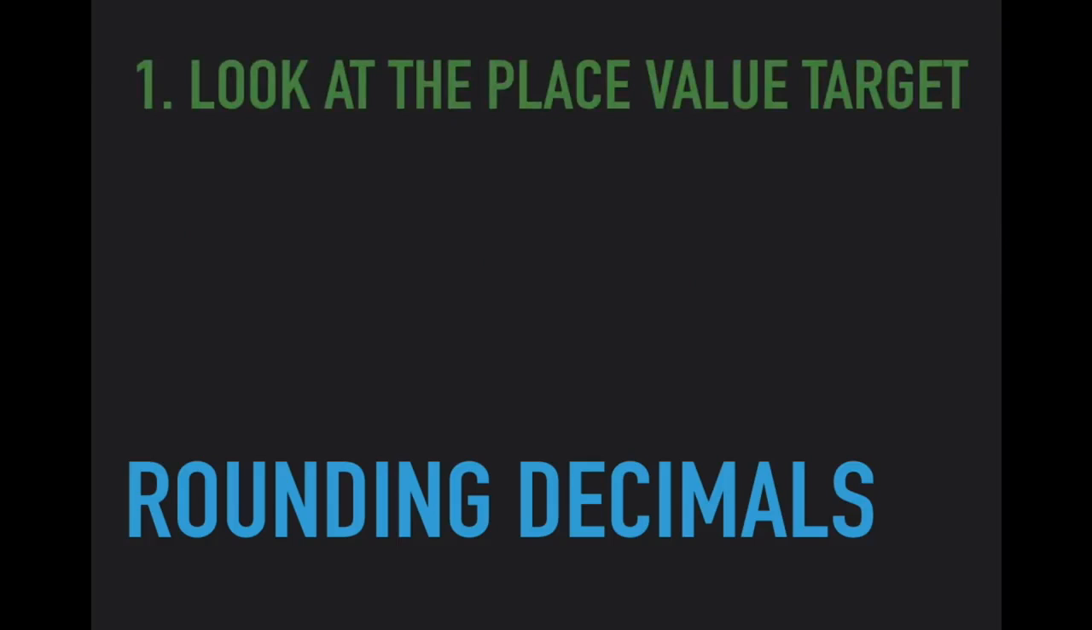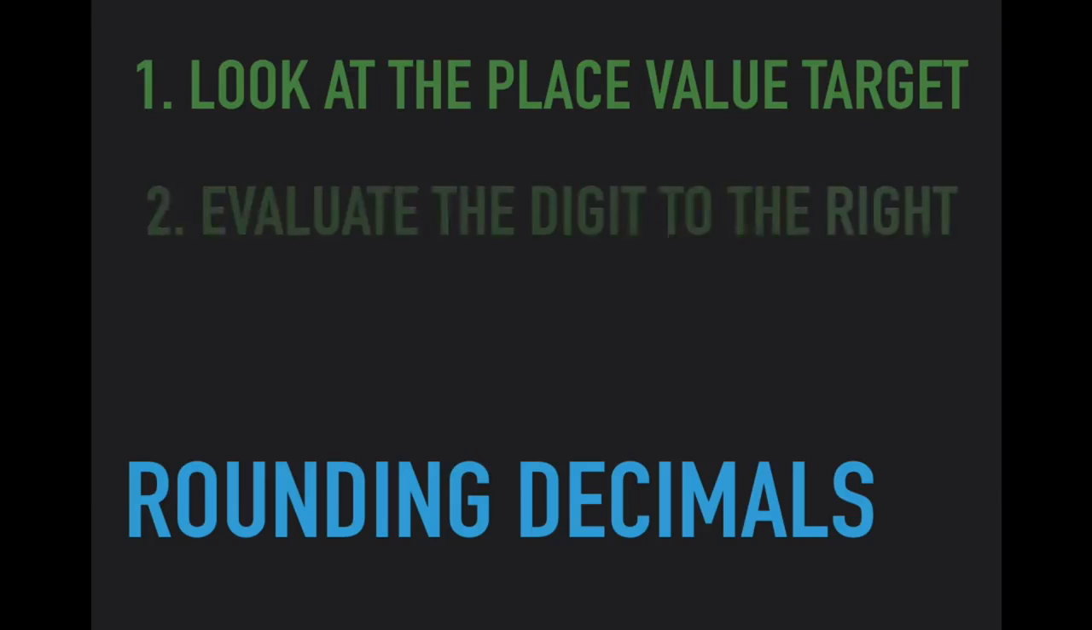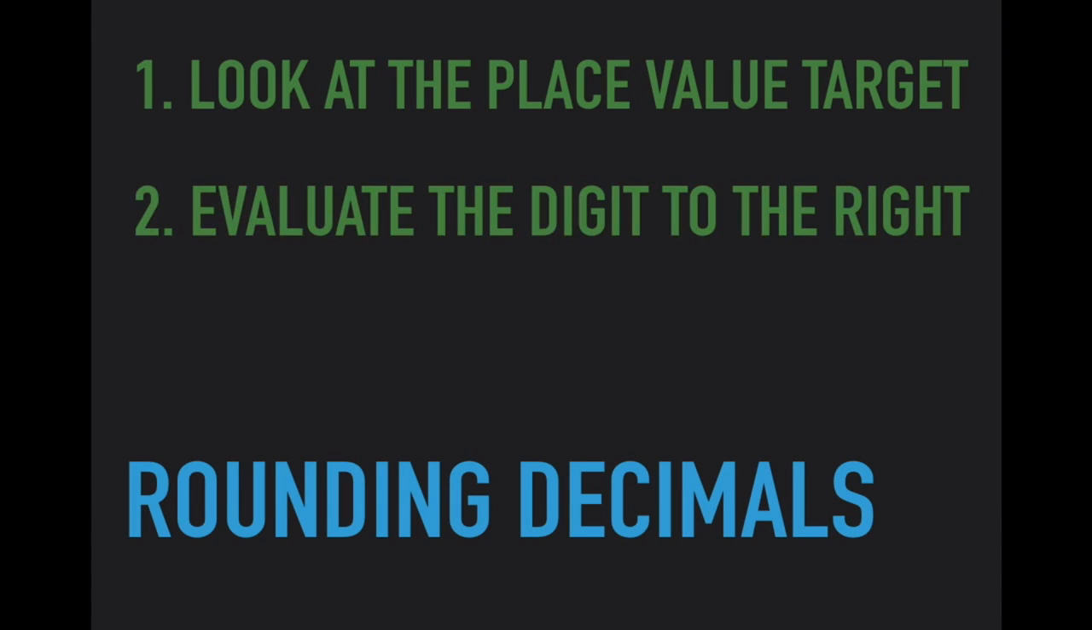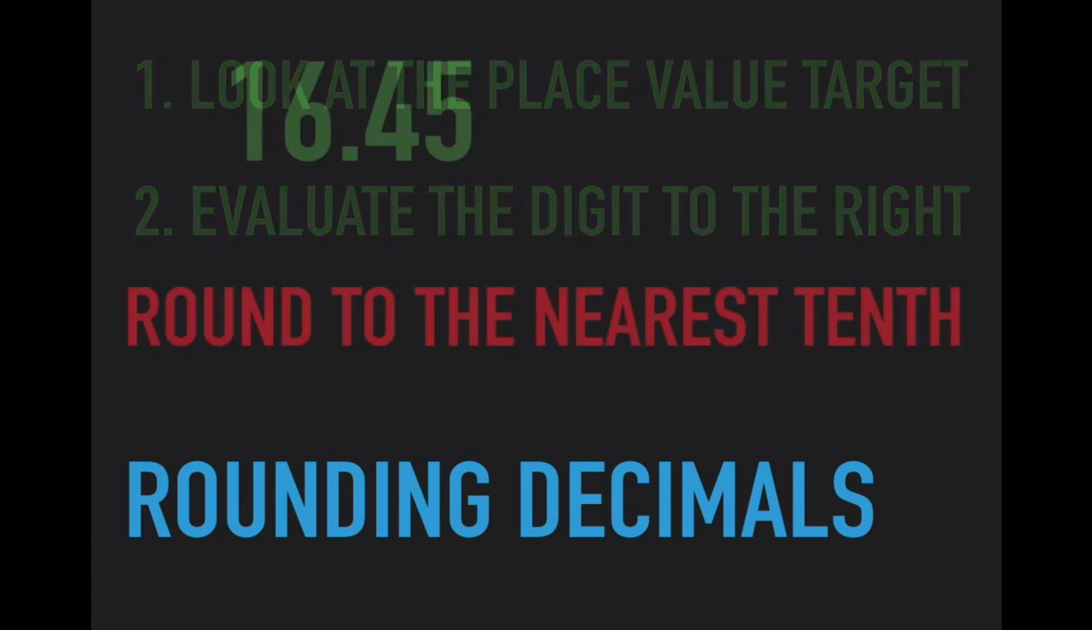Here's, first of all, the steps I've taught the kids to do. First of all, look at the place value target. If they say round to the nearest tenth, then it's the tenth you're looking for. That's the target number, I would say. And the second thing you need to do is evaluate the digit that's to the right of that target. Let's look at an example.